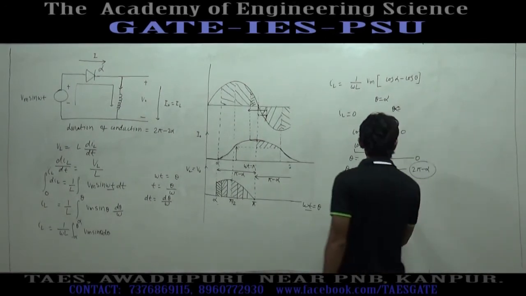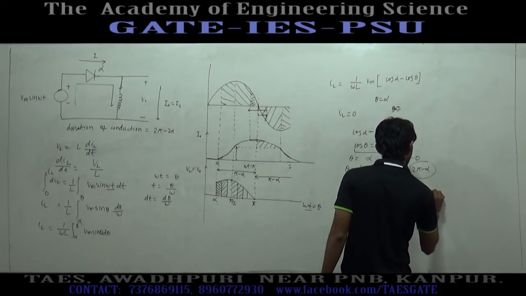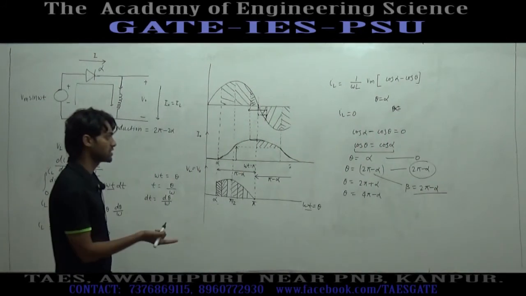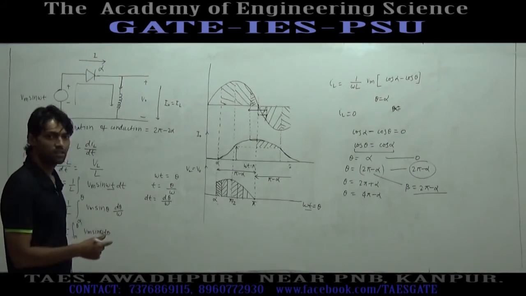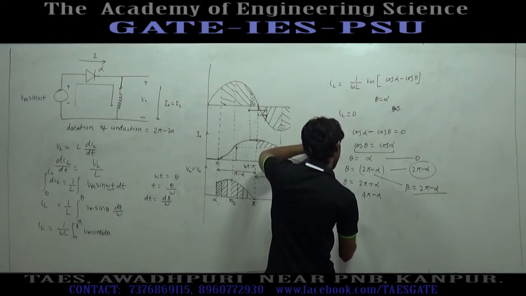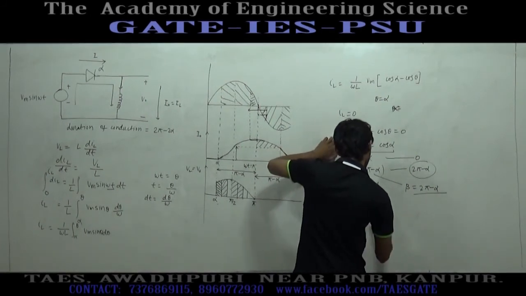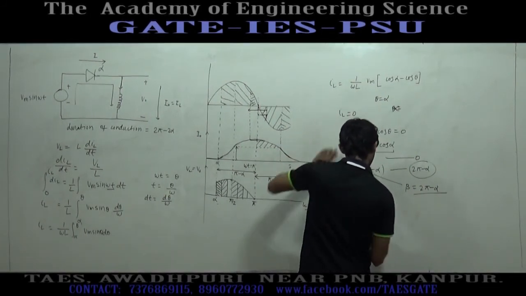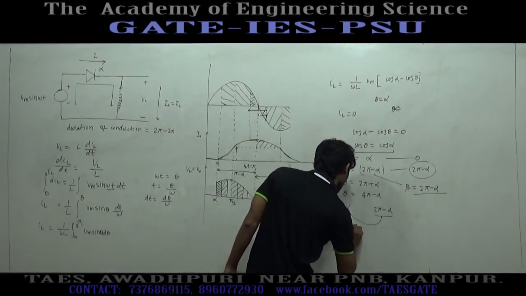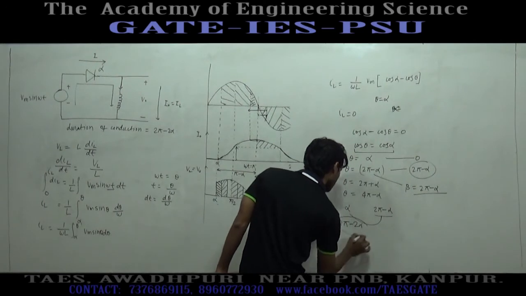So, the extinction angle beta will be 2 pi minus alpha, and we have also seen this previously from the graph. The current starts conducting from alpha and it conducts up to 2 pi minus alpha. So, the duration will be final value minus initial value. So, the duration of current conduction is 2 pi minus 2 alpha.